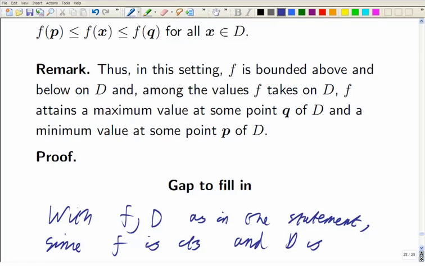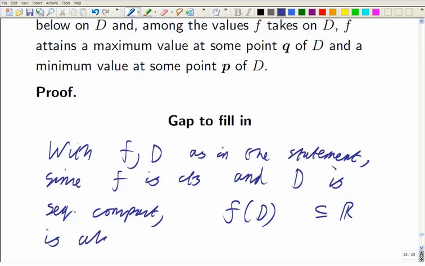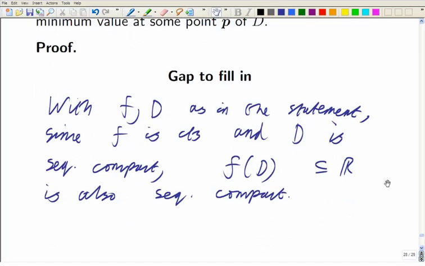now, since f is continuous and D is sequentially compact, we know that the continuous image of a sequentially compact set is sequentially compact. This, of course, is a subset of R because the function f is taking values in R. So f of D is a sequentially compact subset of the real line. Now we assume that D was non-empty, so that will give us that f of D is a non-empty sequentially compact subset of the real line.